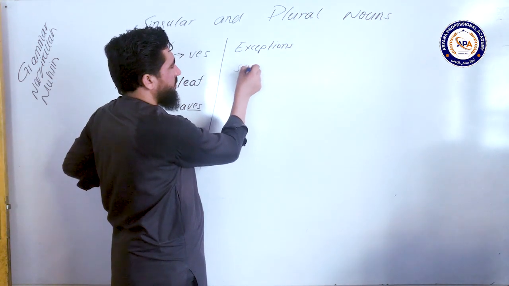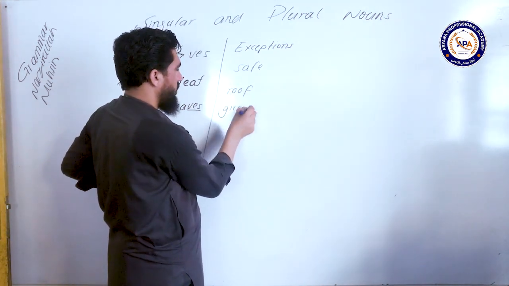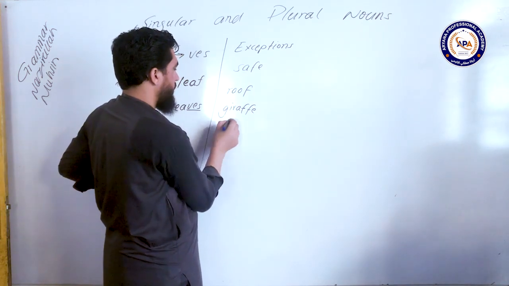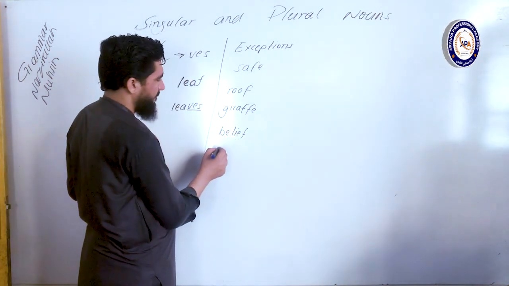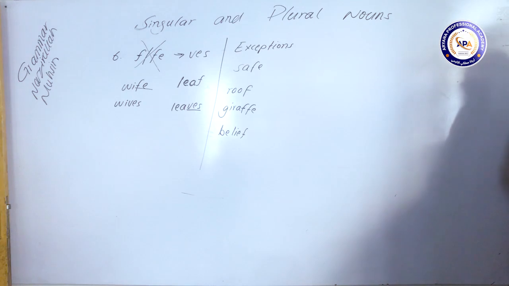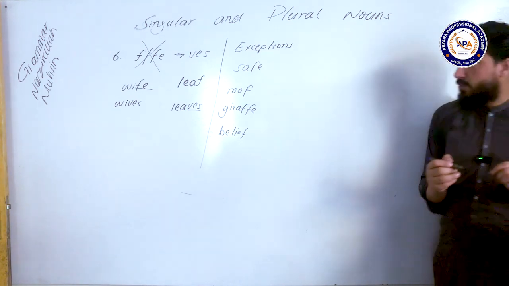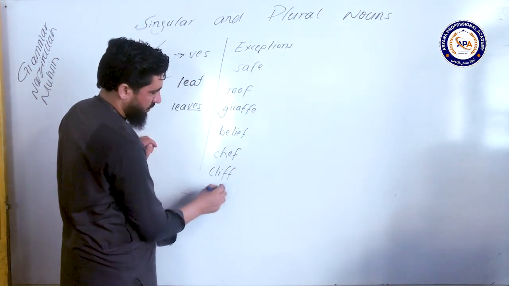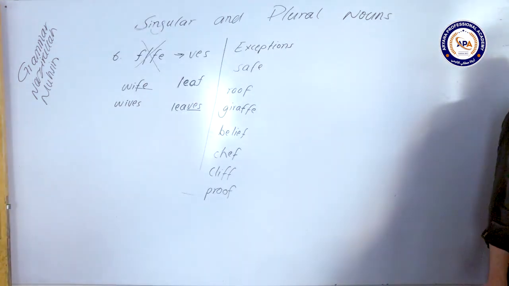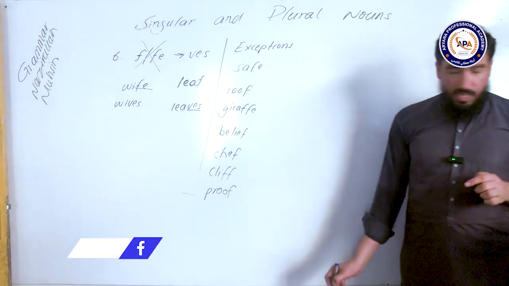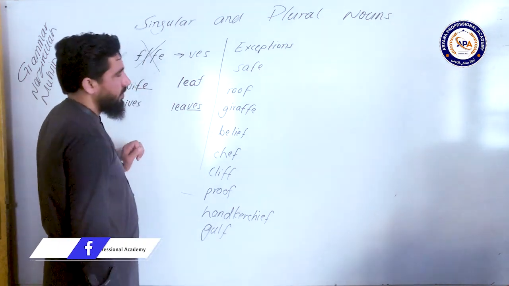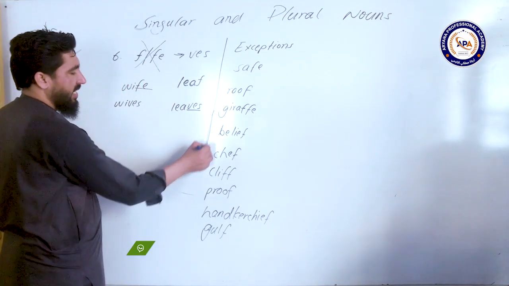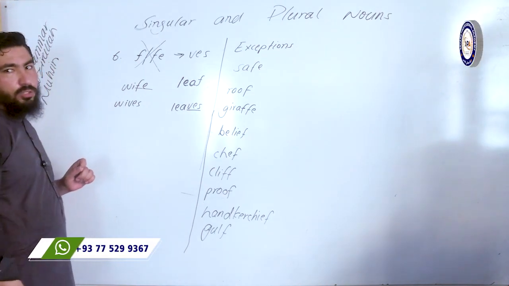For example, safe, roof, giraffe, believe. Safe, roof, giraffe, chef, cliff, believe, handkerchief, and gulf. Remember these nouns. Whenever you want to pluralize them, you have to add only an S at the end in order to change them into plural.